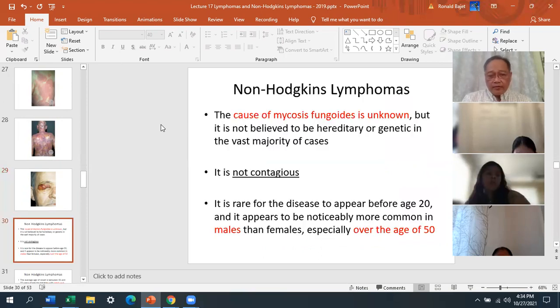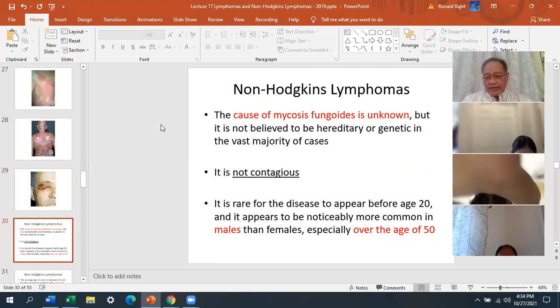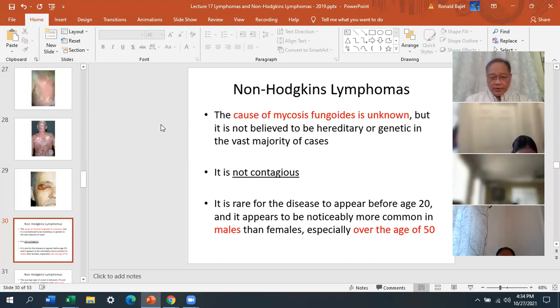The cause of this type of lymphoma is unknown, but it's not believed to be hereditary or genetic in the majority of cases, and it's also not contagious. It's just a lymphoma; the person just gets it. It's rare for the disease to appear in younger adults before the age of 20, and it appears more commonly in males than females, especially males over the age of 50.